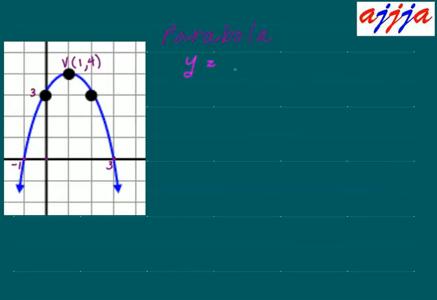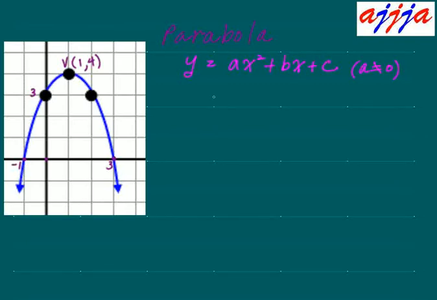The equation actually looks like this, right? So you know this. So y equals ax squared plus bx plus c. That's the original equation. So in this case, a cannot be 0. So you know that already, right?